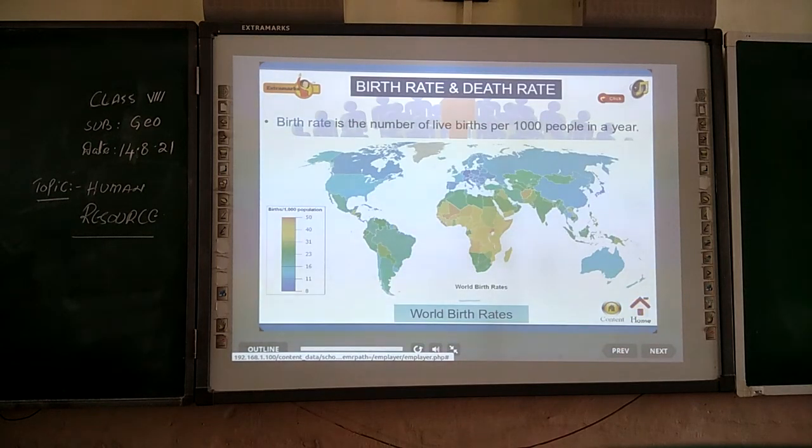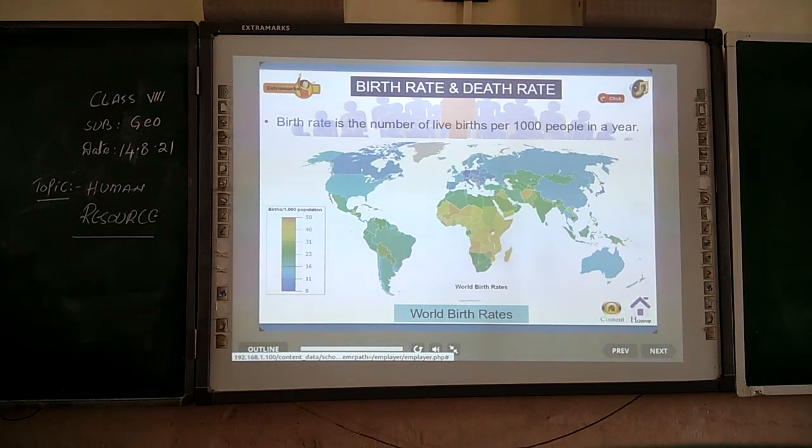Birth rate and death rate. Birth rate is the number of live births per 1,000 people in a year. Let us have a look at the map showing the birth rate in the world. See, what is birth rate? Birth rate is the number of live births per every 1,000 people in a year.